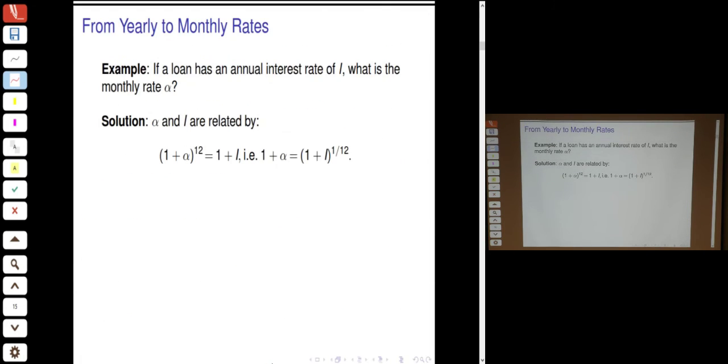From yearly to monthly rates. So, if you know the yearly rate, how do you calculate the monthly rate? If a loan has an annual interest rate of I, what is the monthly rate alpha? Alpha and I are related in the following manner.